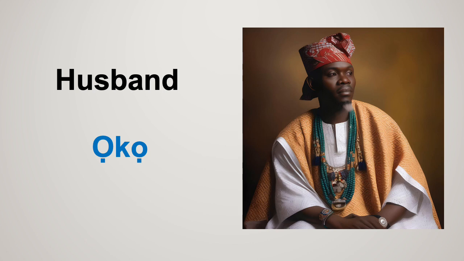Husband, ọkọ. That is not to be mistaken with other words that have similar spelling but different meanings. We have words like ọkọ, oko, and so on and so forth. They have the same spelling but different meaning. So husband in Yoruba is ọkọ. So if you want to say my husband, that would be ọkọ mi.